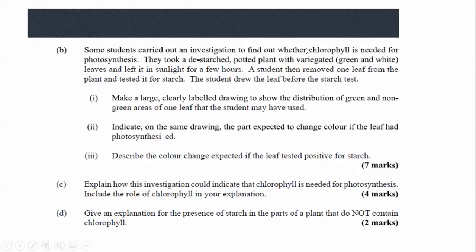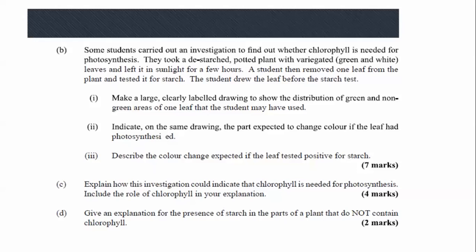Some students carried out an investigation to find out whether chlorophyll is needed for photosynthesis. They took a potted plant with variegated leaf. Have you guys drawn that leaf? So one of the labs that we did is drawing a variegated leaf and testing the leaf for starch to determine whether or not chlorophyll is needed. Have you done that lab? Are you guys familiar with that lab?